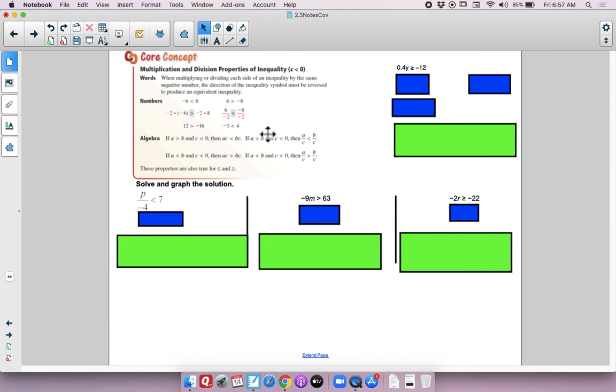All right, so in algebra, again, same thing. If we multiply both sides by a negative, because remember, c is less than 0, so we're multiplying a times c, and over here we're multiplying b times c. You have to flip that inequality, okay? Same thing with division, okay? And again, it doesn't matter if it's greater than, less than, greater than or equal to, or less than or equal to. If you multiply or divide by a negative, flip the switch. Simple as that.